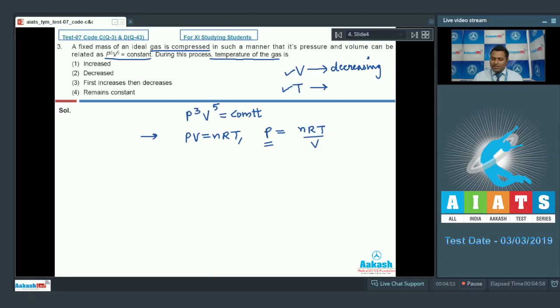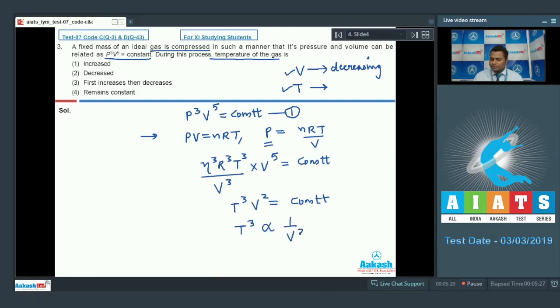Let's plug the value of P in equation number 1. We will get n^3 R^3 T^3 whole divided by volume cube multiplied by volume to the power 5 as constant. Rearranging the values, we can say that T^3 V^2 is constant. Finally, we got the relation between volume and temperature, that is T^3 is proportional to 1 by volume square. So from the final expression we can say that if we decrease the volume, temperature will be increased.